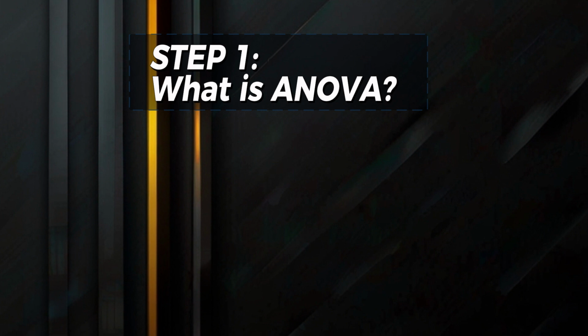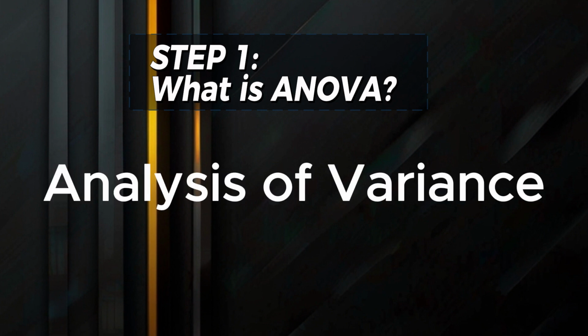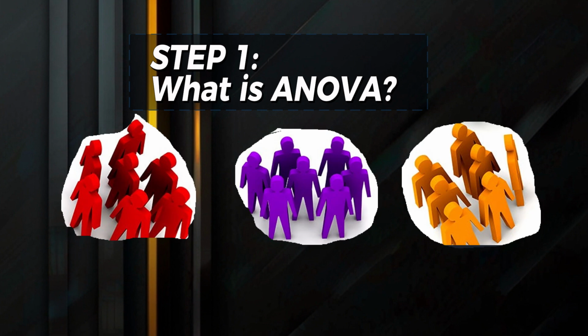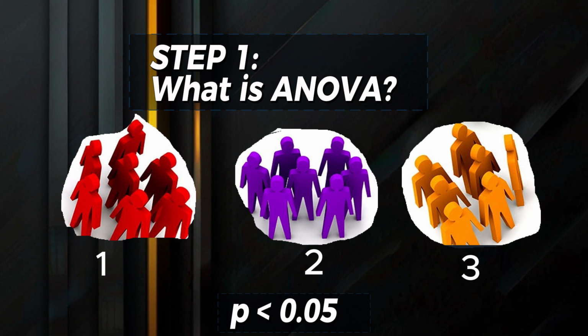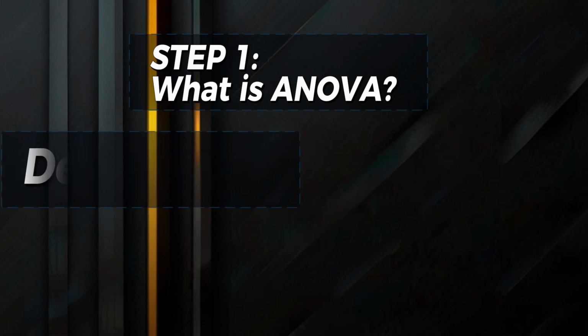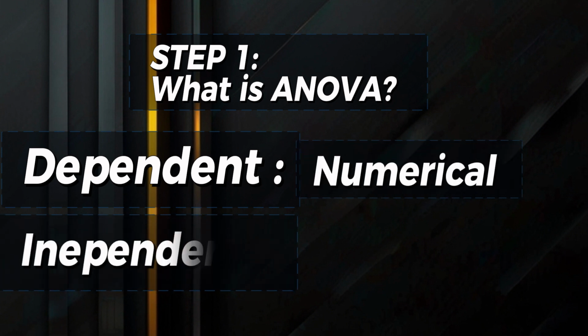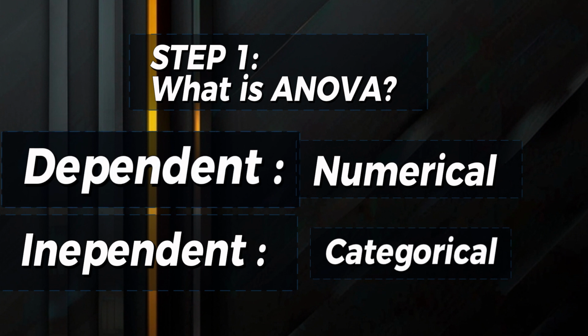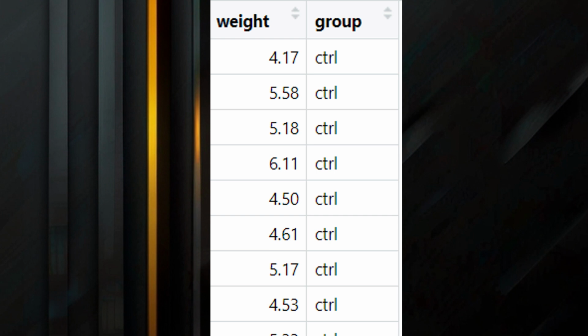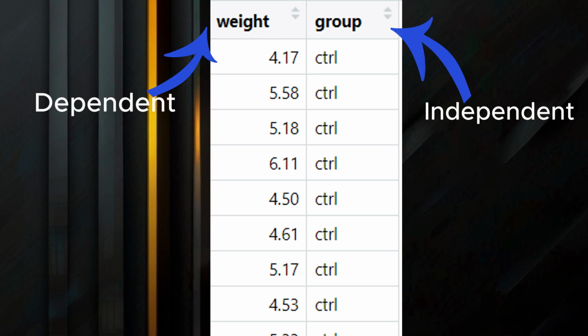What is ANOVA? ANOVA stands for Analysis of Variance. We use it when we want to compare the means of three or more groups to see if they are significantly different. In ANOVA, we have a dependent variable, which is what we're measuring, this must be numerical. And an independent variable, which is the grouping factor, this must be categorical. In our case, we'll use a built-in dataset in R called PlantGrowth. The dependent variable is plant weight, and the independent variable is treatment group, with three groups named control, treatment 1, and treatment 2. Step 2.